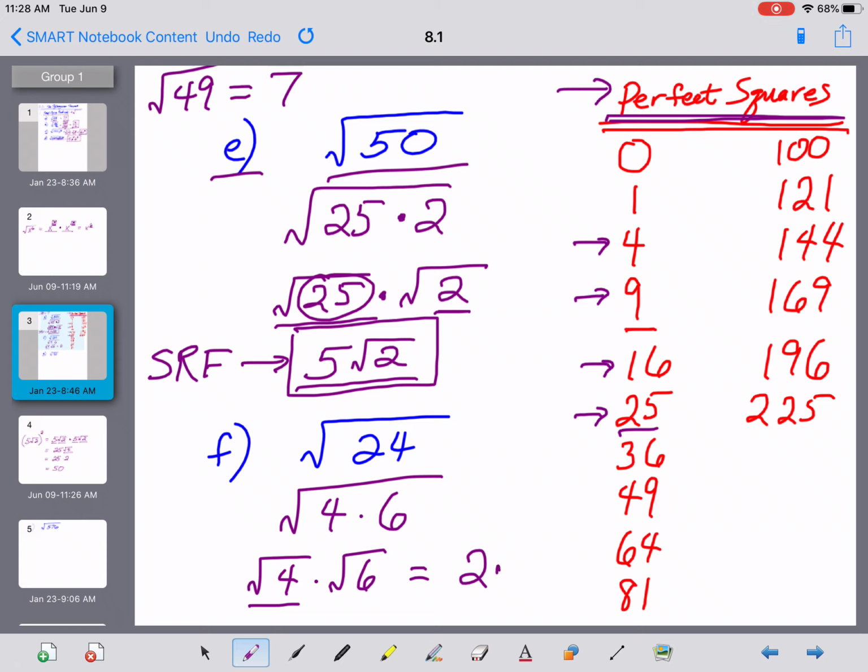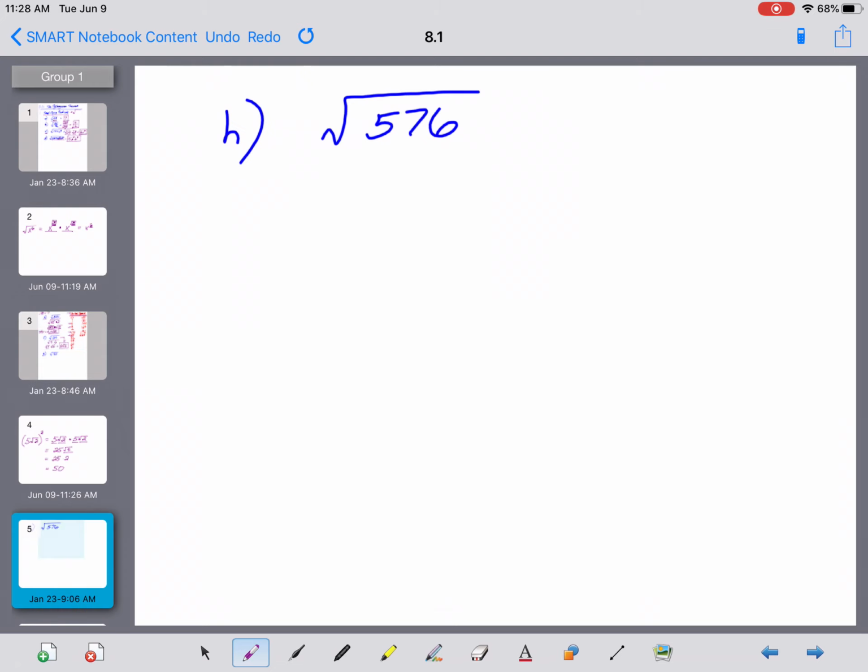You can't do anything else with the square root of 6, so that just tags along, and the square root of 24 simplifies now into 2 times the square root of 6, or 2 root 6 is kind of the fast way to say it. Okay, so that was example F.